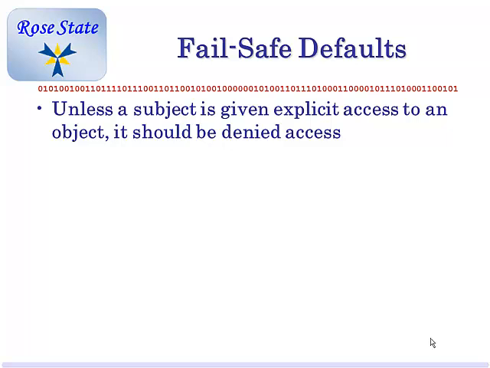Fail-safe default says unless the subject is given explicit access to an object, he should be denied access. You can also think of it like Walmart. What happens if they lose power? What happens to the doors? They should open. You should be able to get out. They should fail to open. So if you're in Walmart shopping and they lose power, you would hope the automatic doors would not lock, and even the ones here, if they don't open, you can push them and they will open.